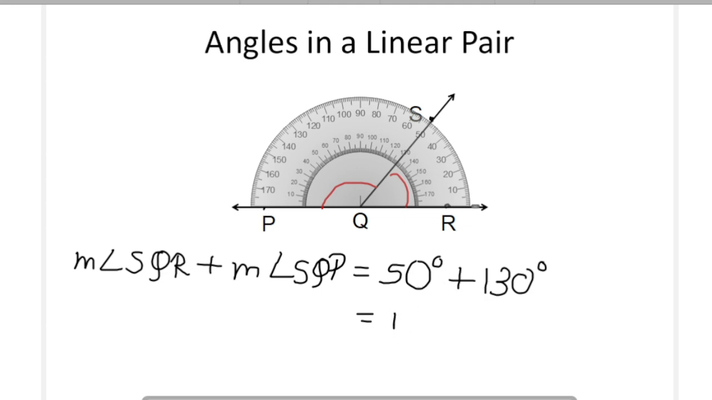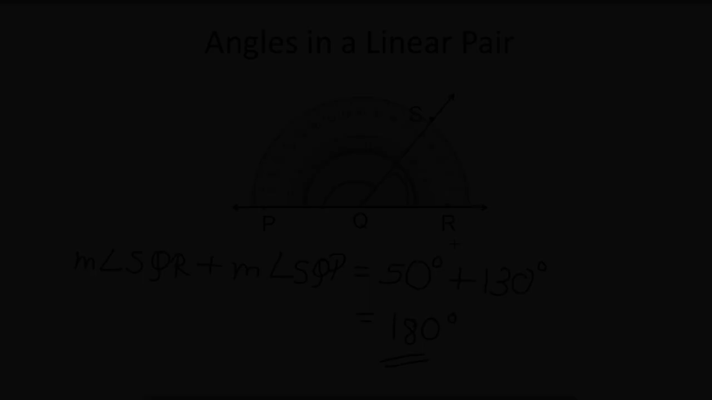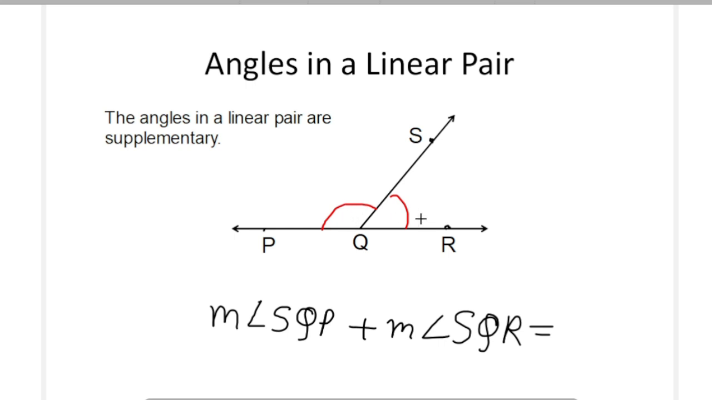So the measure of both these angles, if we add, is equal to 180 degrees. The sum of the measures of angles in a linear pair is 180 degrees. This is the example. So if we add the measure of these two angles, that is measure angle SQP plus measure angle SQR, the answer will be equal to 180.